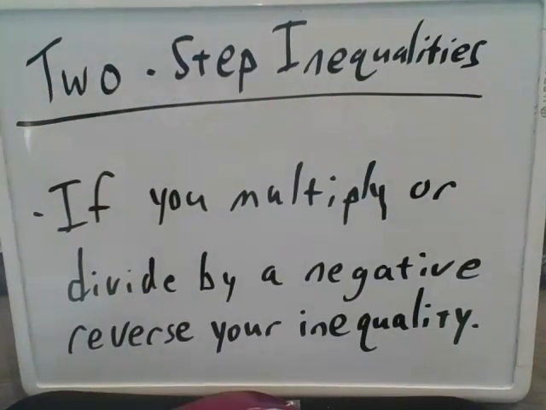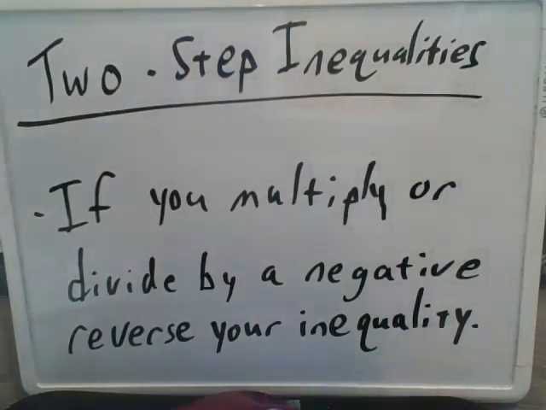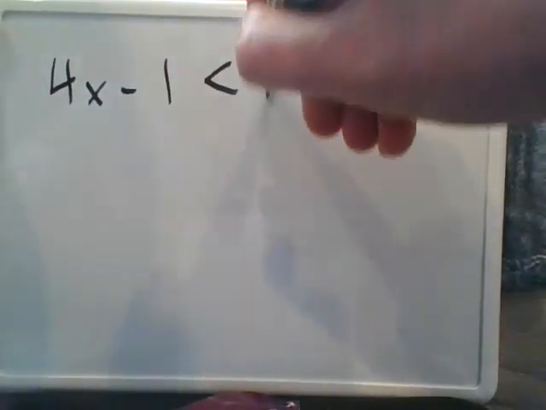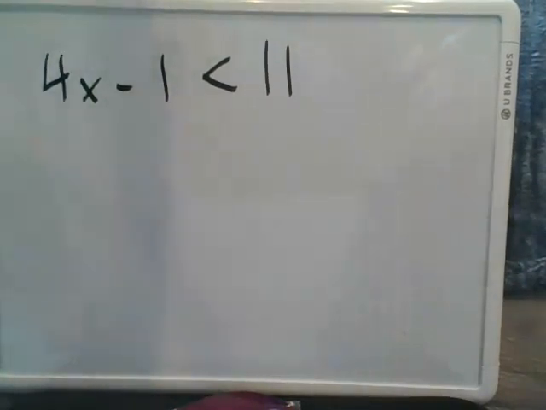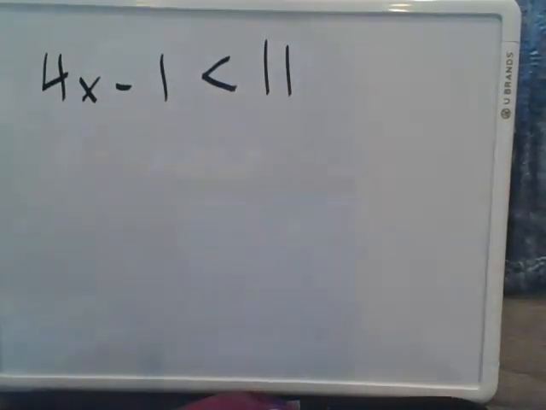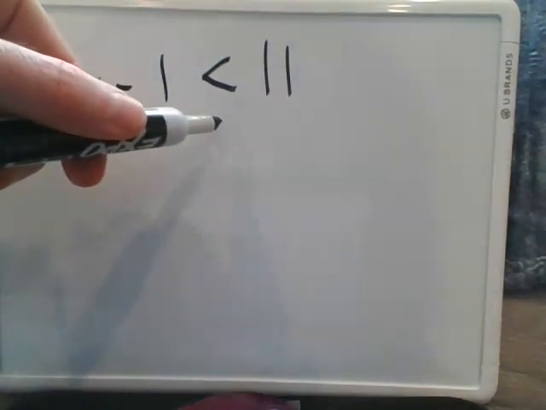So I'm going to show you a couple different problems and the steps to take. So the first one here. Okay, so let's say I had 4x minus 1 less than 11. So I would solve it like normal. Now, first of all, notice that this value next to x is not negative. So this will stay the same the entire way through.